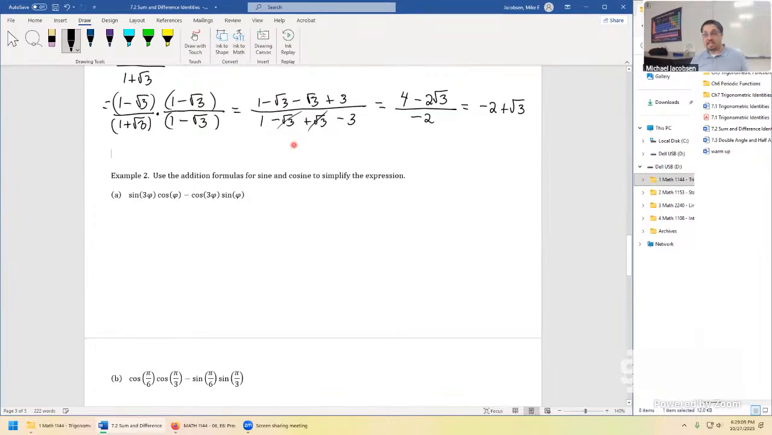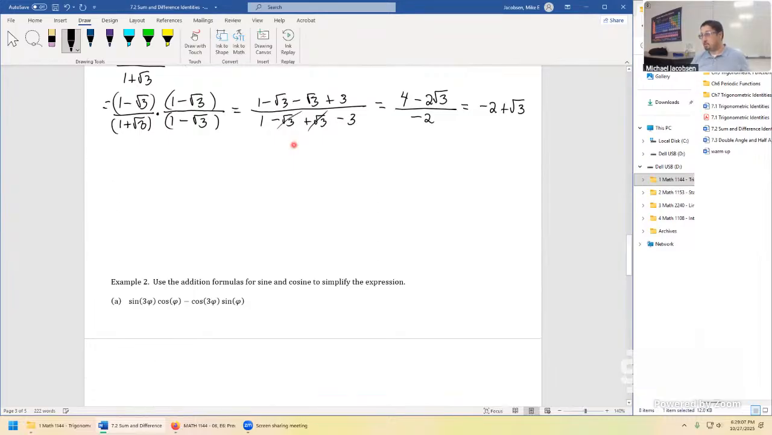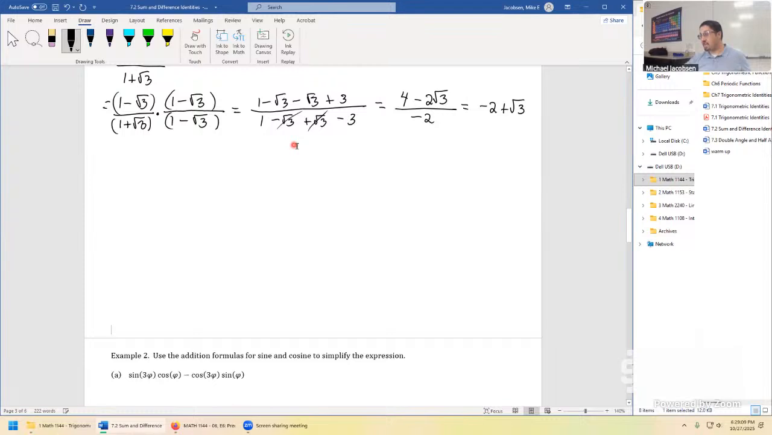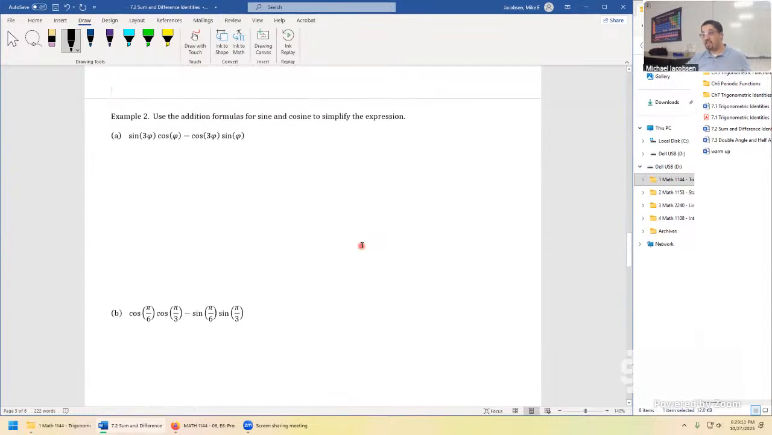So that's what's going on with example 2 next. It says use the addition formulas for sine and cosine to simplify the expression. We'll do a couple versions. First, we have to decide which addition formula we're using. This becomes pattern recognition now. It's kind of like the same problem, but it's backwards.